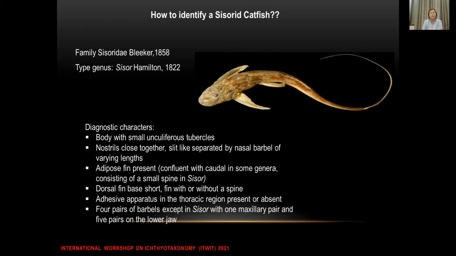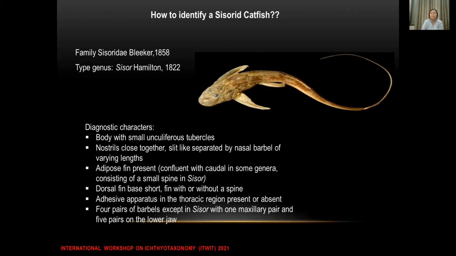The first is body with small unculiferous tubercles. Then the nostrils are very close together, slit-like, and separated by the nasal barbel of varying lengths. Then the adipose fin is always present. It may be confluent or not confluent, and it is confluent with the caudal in some genera, with a small spine in Sisor. Then the dorsal fin base is short, with or without spine, and the adhesive apparatus in the thoracic region may be present or absent.